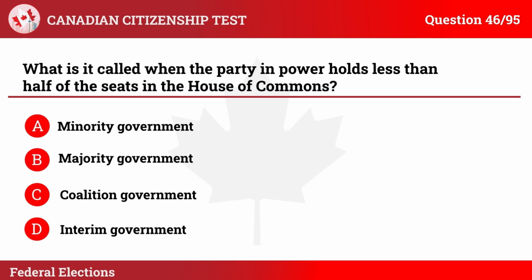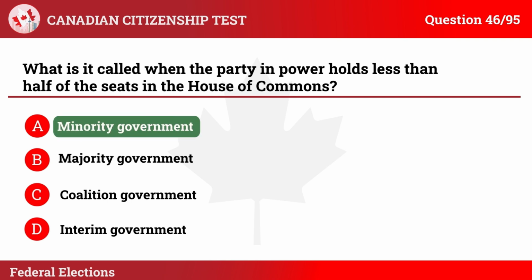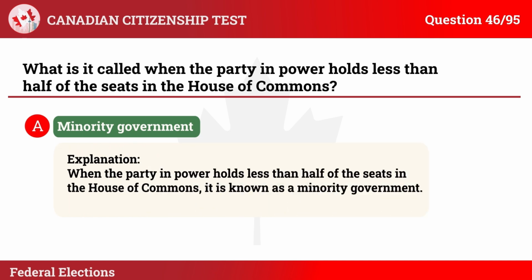The correct answer is A. Minority government. Explanation: when the party in power holds less than half of the seats in the House of Commons, it is known as a minority government.